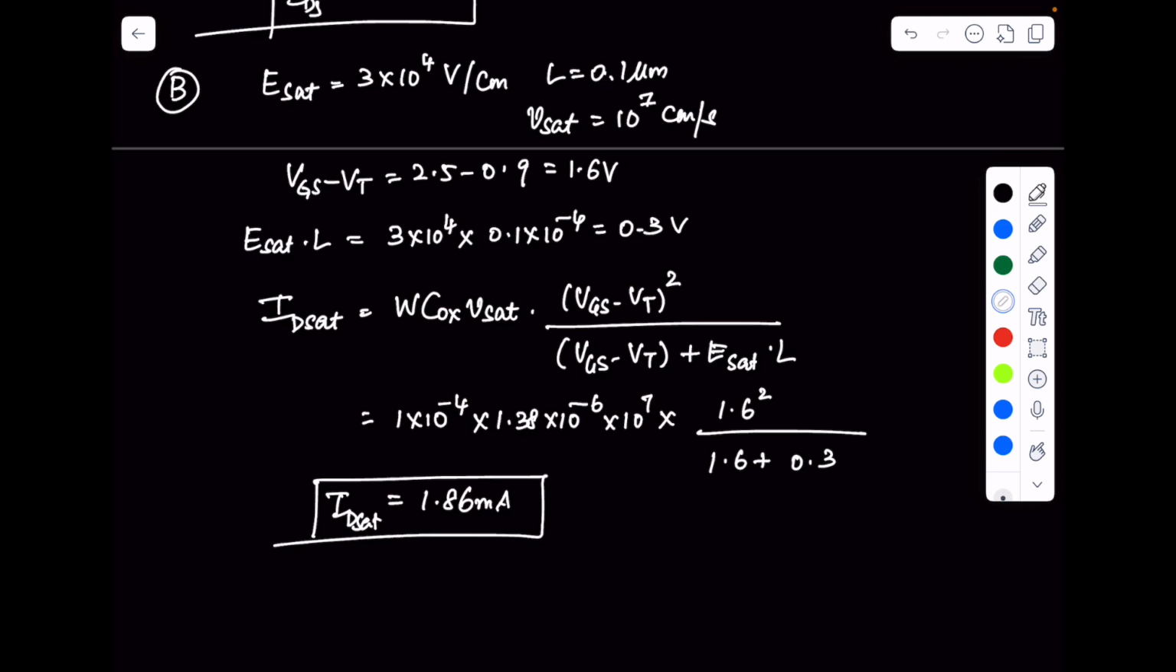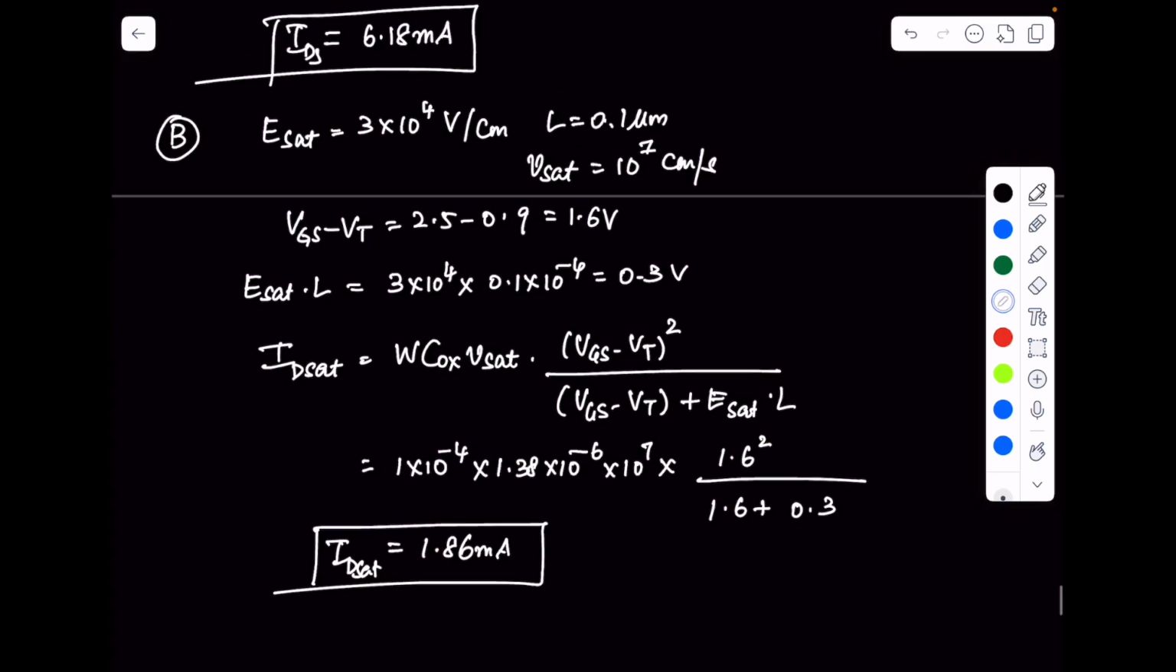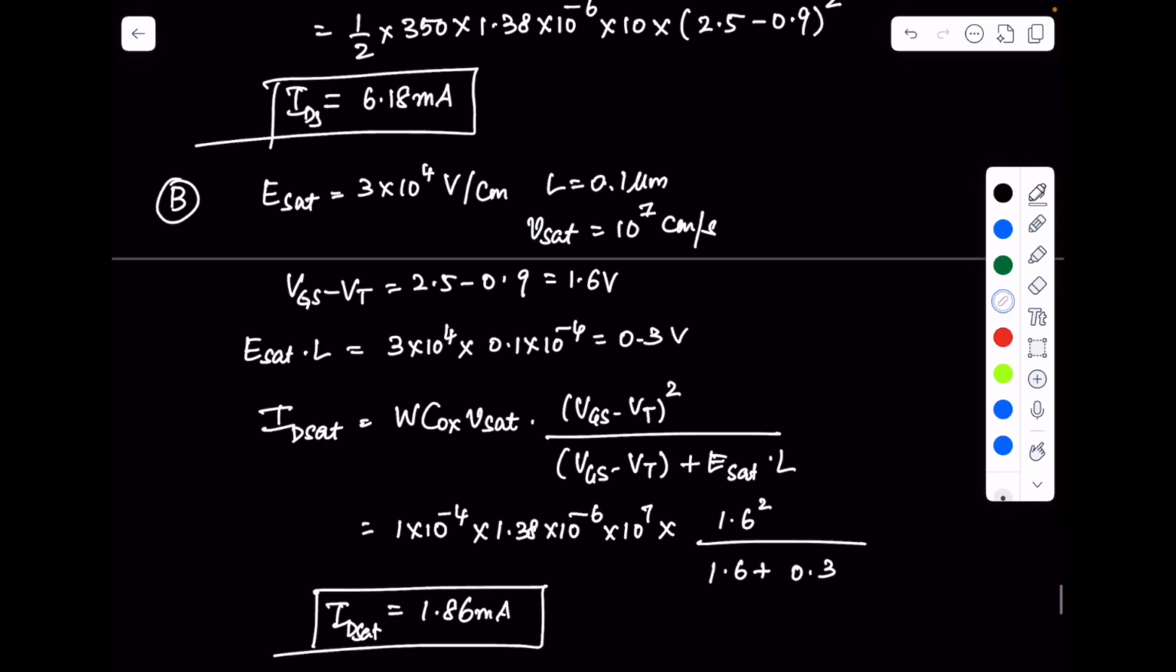Now the third question says, do you expect silicon to follow the long channel square law model, or do you expect the silicon to follow the saturation velocity model? And obviously, given this L is 0.1, we expect saturation velocity to be dominant. The way you look at it is you compare the value of Vg minus Vt to ESAT L, and if those two are comparable to each other, it indicates that velocity saturation is important, and therefore that needs to be taken into consideration.